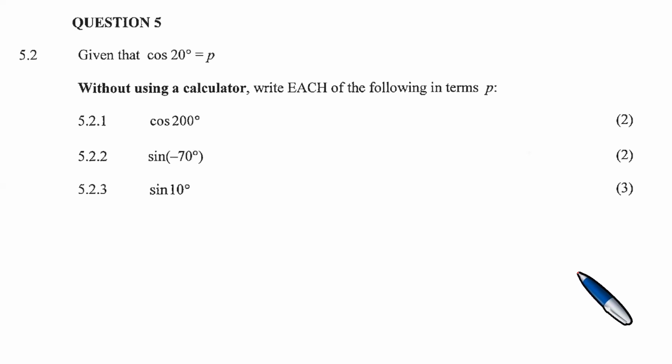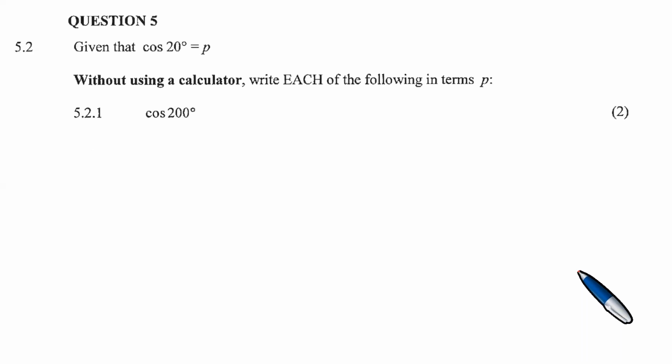Okay, it's very important as well that as part of what you must know for the exam, you must be able to understand the trigonometric ratios. Let's look at how you can use them. Given these here, how do you analyze the rest of these? Write each of the following in terms of P, like cosine 200. What is cosine 200?